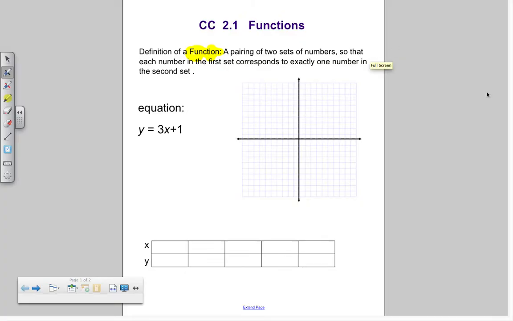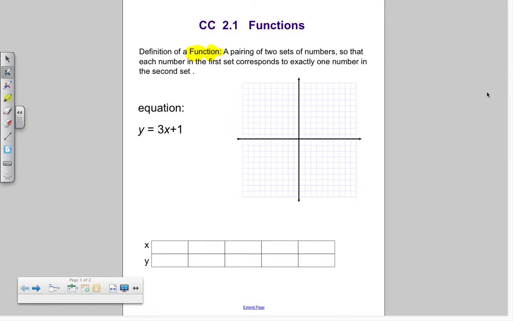Functions. The definition of a function is something that we will explore through the whole chapter. Make sure this definition gets into your notes to self. So in 2.1, we just start establishing, well, what is a function? A function, in words, is a pairing of two sets of numbers so that each number in the first set corresponds to exactly one number in the second set.